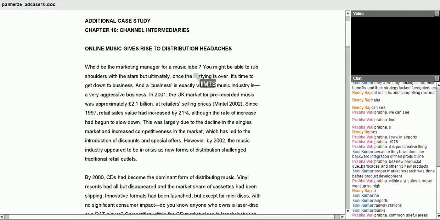So, who would be the marketing manager for a music label? You might be able to rub shoulders with the stars, but ultimately once the partying is over, it's time to get down to business. And a business is exactly what the music industry is, a very aggressive business. So in 2001, the UK market for pre-recorded music was approximately this billion at retailer selling price. Since 1997, retail sales value had increased by 21%, although the rate of increase had begun to slow down. This was largely due to the decline in the singles market and increased competitiveness in the market, which has led to the introduction of discounts and special offers. However, by 2002, the music industry appeared to be in crisis as new forms of distribution challenged the traditional retail outlets.